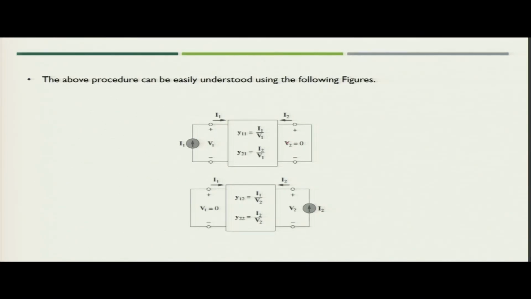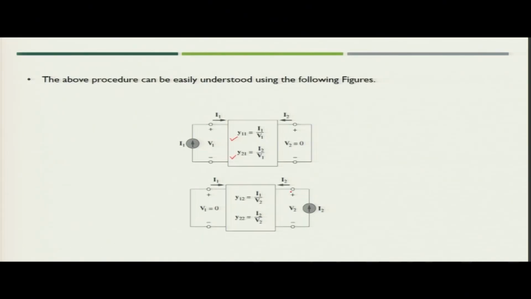If you see this particular figure, what are we doing? We are applying current I1 to the input port and the output port is short circuited. So, when you have this scenario, V2 will be 0, then you will get the value of Y11 and Y21. Y11 will become I1 upon V1, which you will get from the input port, and then Y21 is equal to I2 upon V1, using current at the output port divided by voltage at the input port.